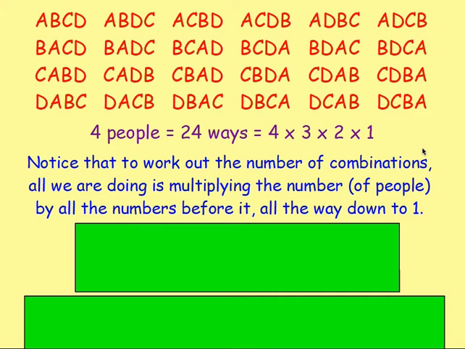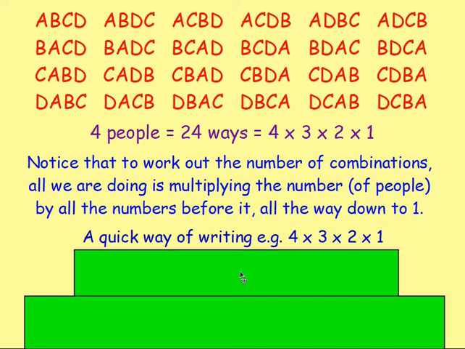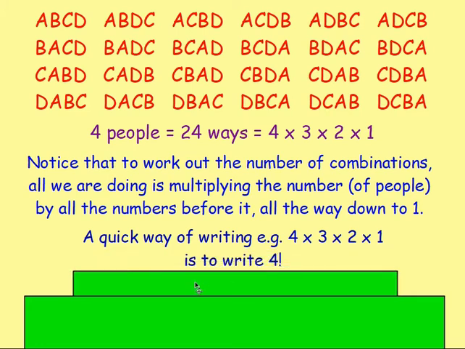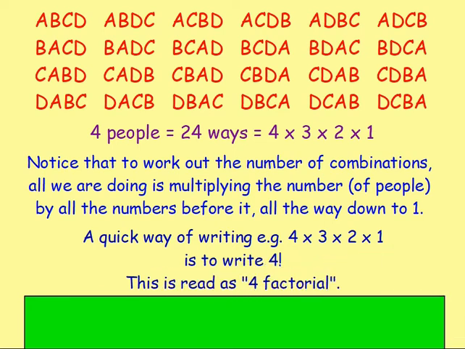What we need then is a way of writing this in maths. If we had 6 people, we don't want to write out 6 times 5 times 4 times 3 times 2 times 1. We want a quick way of doing it. So a quick way of writing, for example, 4 times 3 times 2 times 1 is to write 4 exclamation mark. But we do not say 4 exclamation mark. That is read as, say it with me, 4 factorial. Woo! 4 factorial just means 4 times 3 times 2 times 1.